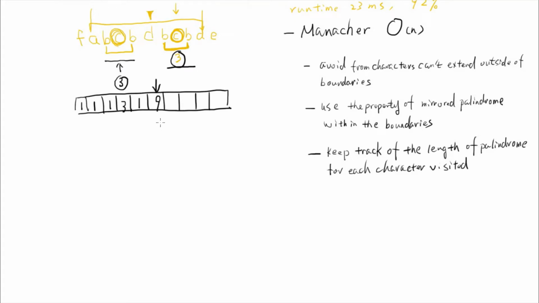Our center is here. All the characters B, C, B, they are contained in the boundary, so we know that this one is 1, and for C is 3, and for B is 1. And this technique is called dynamic programming.